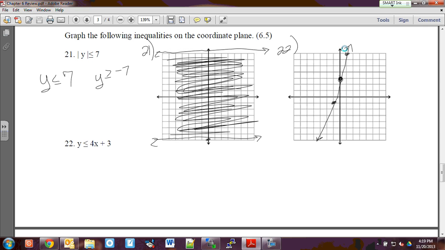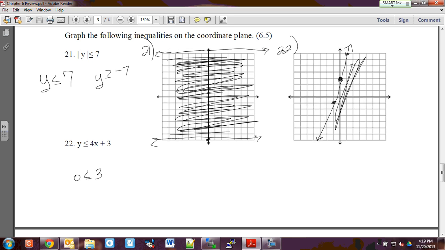There's our line. Now it says y is less than. Okay, so you're going to shade everything less than. If you can't figure out what's less than, do what I call the origin test. Plug in 0, 0. So it should be 0 is less than or equal to 4 times 0 is 0, so plus 3. Is 0 less than or equal to 3? Yes, it is. So the origin solves the equation.